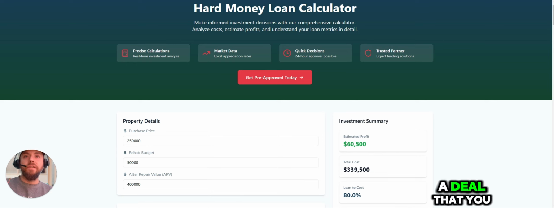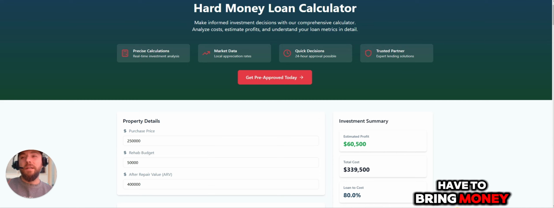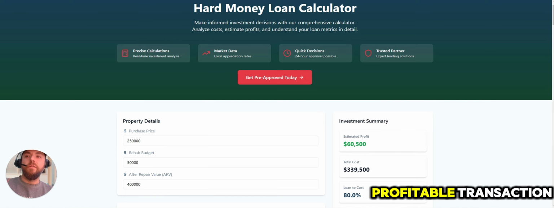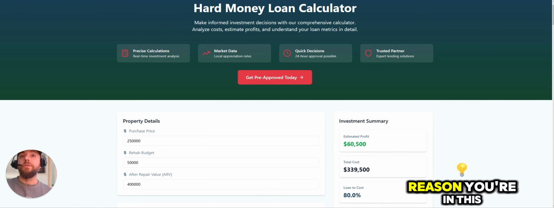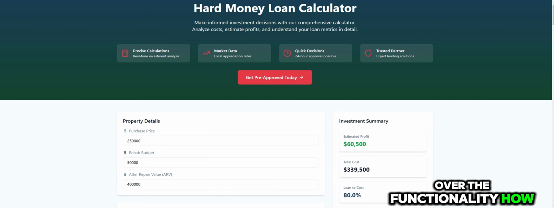If you're stuck in a deal that you can't get out of, say because you have to refinance, and then you would have to bring money to that closing as well, with the intention to sell, it's going to probably turn out to be a non-profitable transaction, which is not the reason you're in this business. That being said, we're just going to go over the functionality, how you can use it, how you can benefit from it, and look at the data that it gives you.